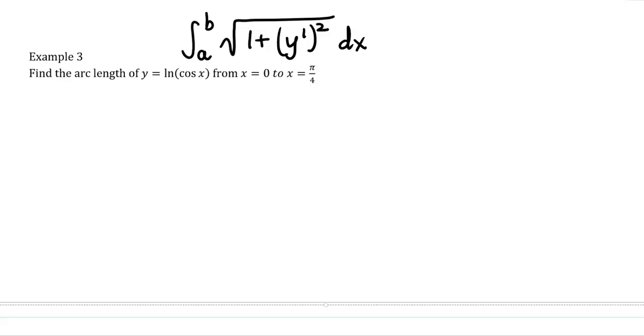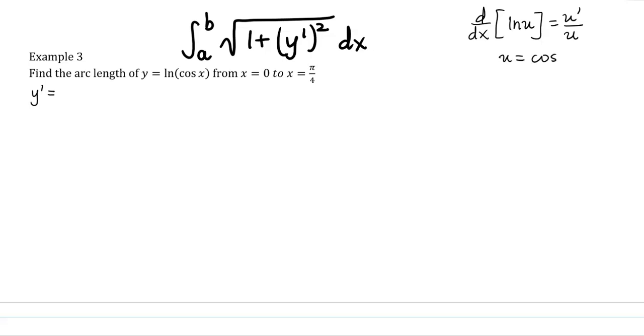So let's start off by taking the derivative. I need to know what y prime is. We have natural log of cosine x. Quick reminder, there is a rule that tells us the derivative of natural log u is u prime over u. In our case, u is cosine x. The derivative of cosine is negative sine x. So u prime over u is negative sine x over cosine x, which is a negative tangent x.